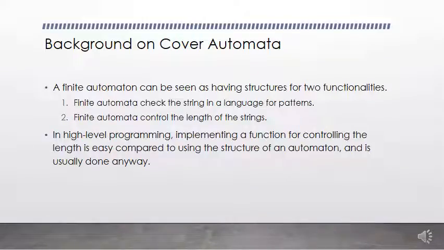Background on cover automata. A finite automaton can be seen as having structures for two functionalities. One, finite automata check the string in a language for patterns. Two, finite automata control the length of a string. In high-level programming, implementing a function for controlling the length would be easy compared to the structure of an automaton, and it's usually done anyways. So one way to reduce the complexity of an automaton would be to leave out the structure for controlling the string's length.